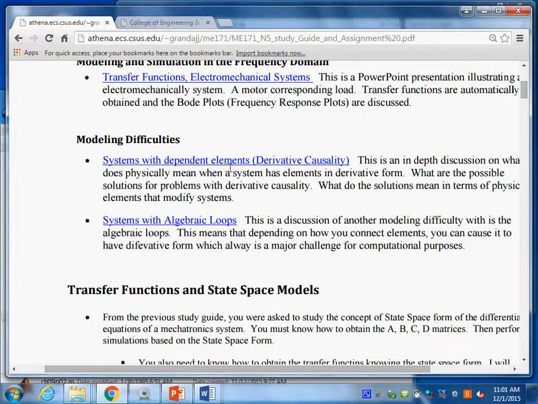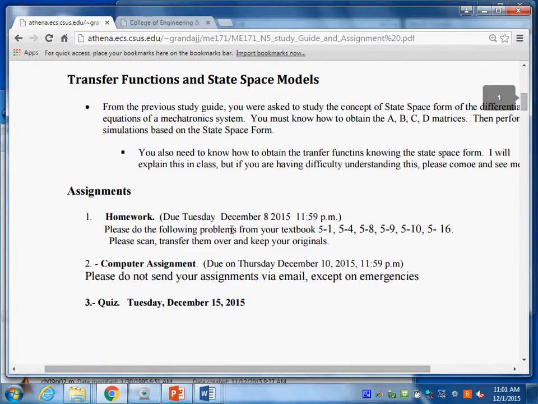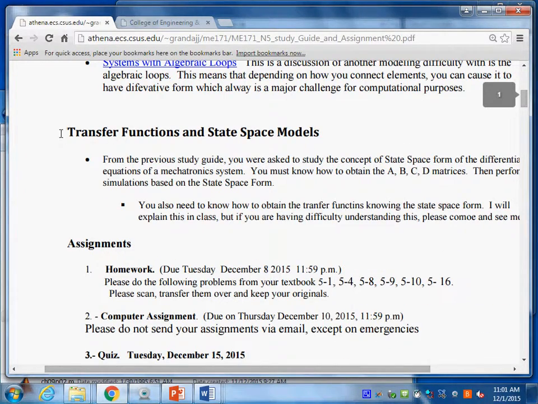When you have derivative causality for elements that have dependencies and also algebraic loops. But the main thing hovers about this topic: what are transfer functions and state space models? State space models we already know.